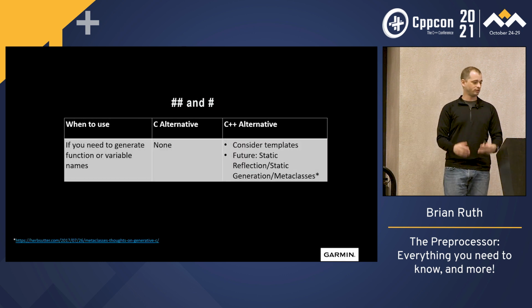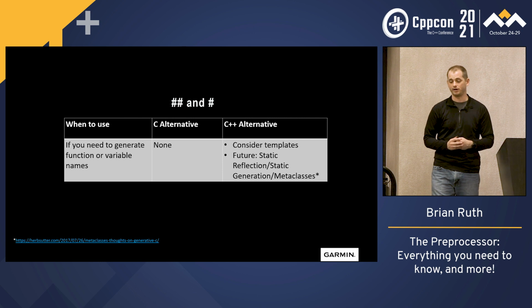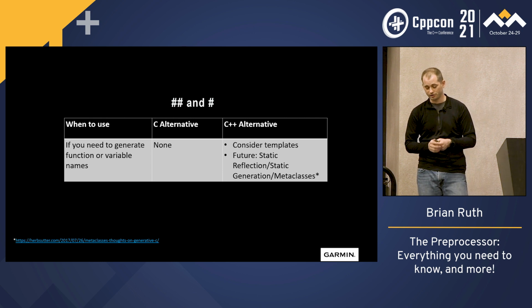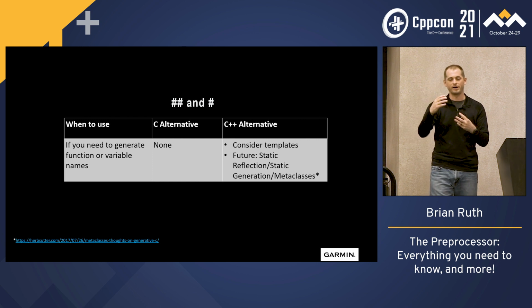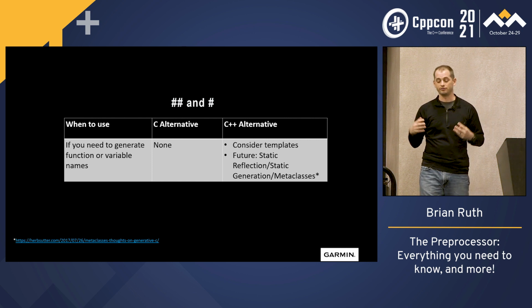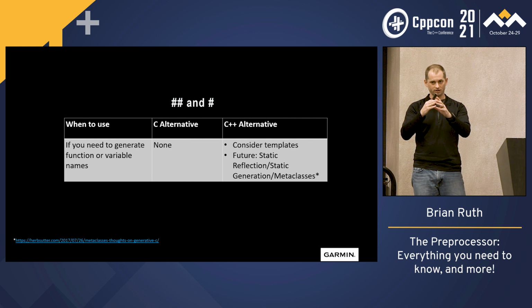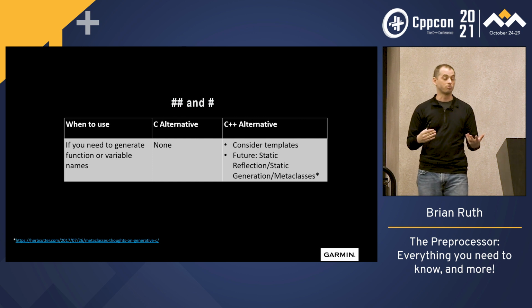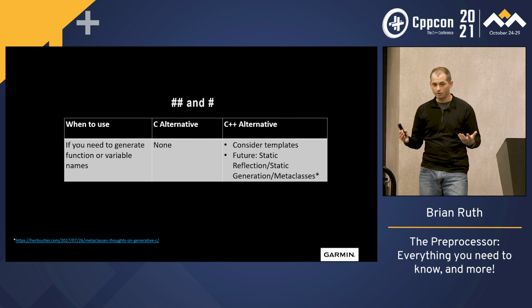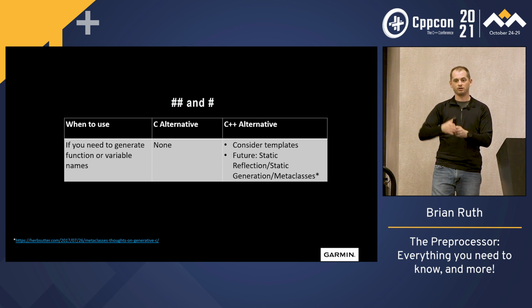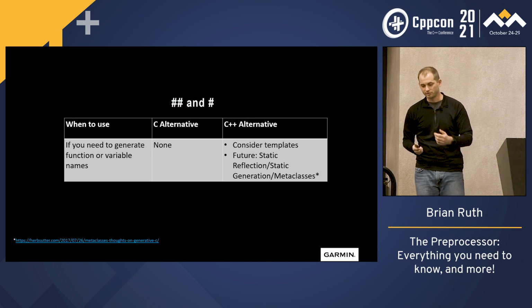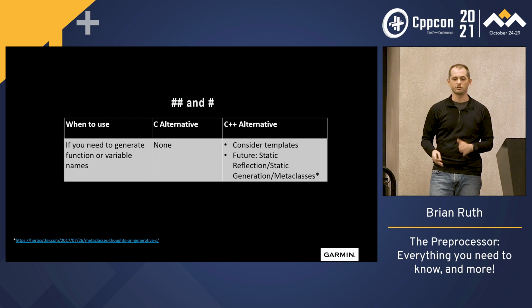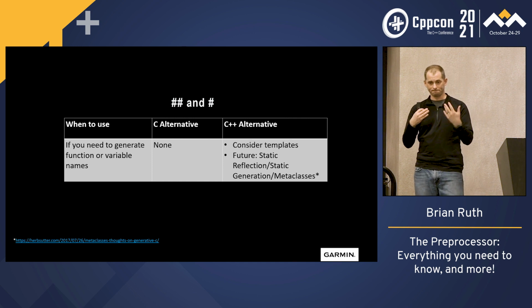So when to use double pound and pound: if you need to generate function or variable names. If in code you need to stamp out classes or functions or things like that, it replaces a lot of boilerplate code. In C, there's really no alternative to do this. If you've got a long table of things or there's a lot of boilerplate to set something up, a lot of times it's common to see these stringification and concatenation preprocessor directives used to generate this code.